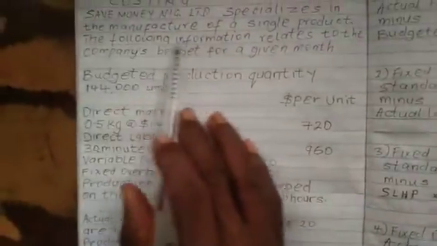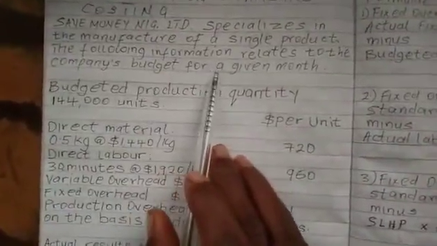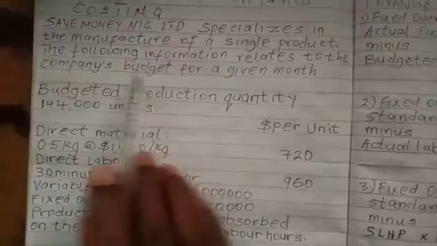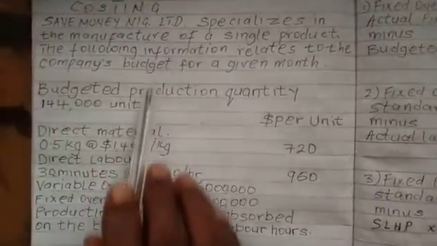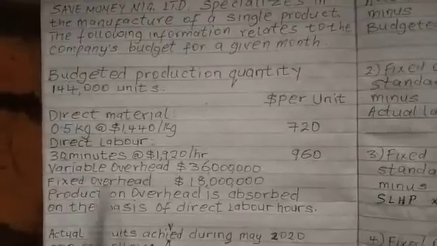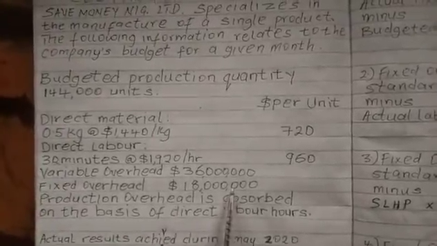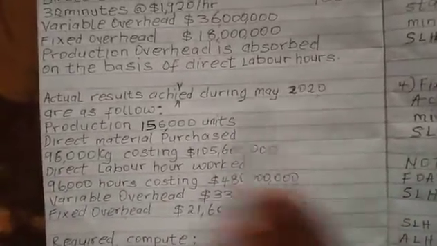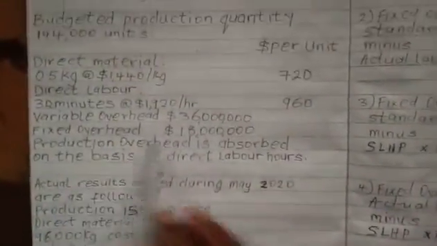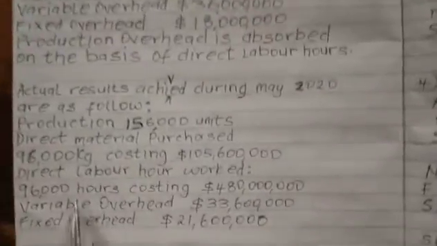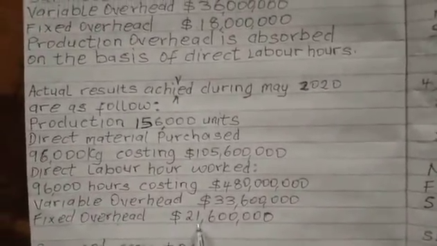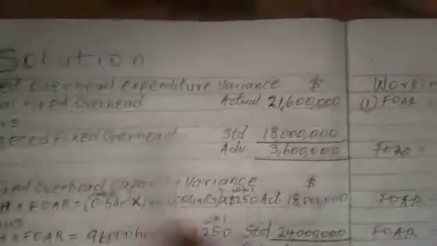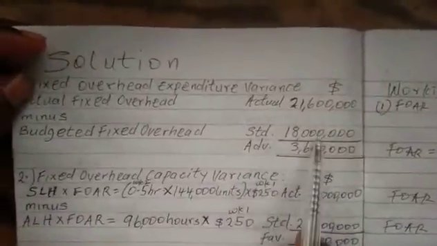The following information relates to the company's budget for a given month. That is the budgeted aspect of the question, and that is it: fixed overhead, 18 million. On the actual aspect, actual results achieved during May 2020 are as follows, and the fixed overhead is the actual 21,600,000. Actual 21,600,000, standard 18 million.